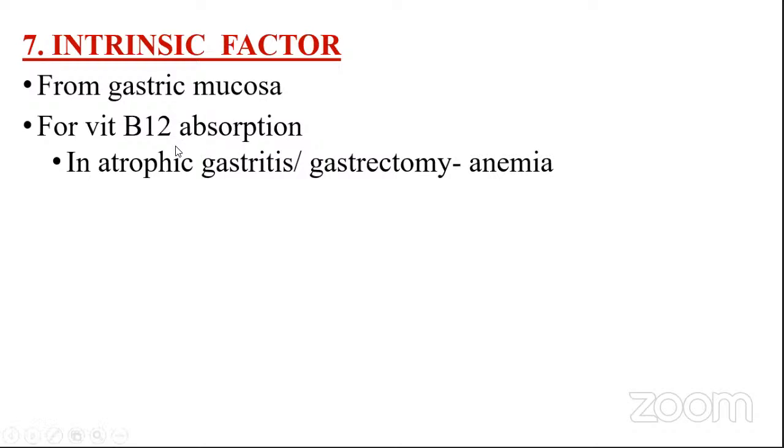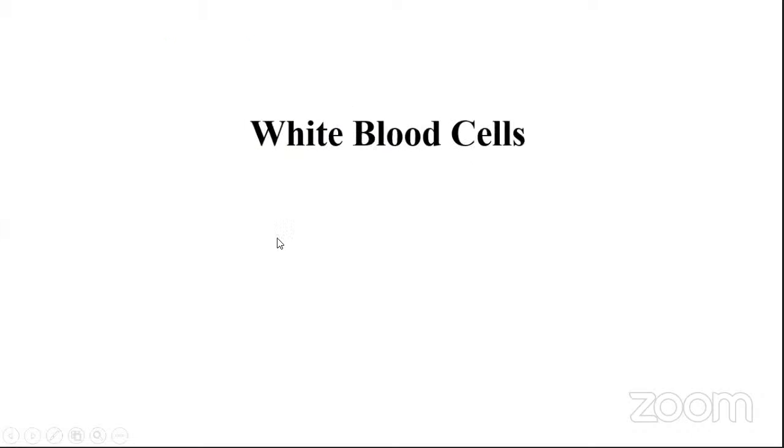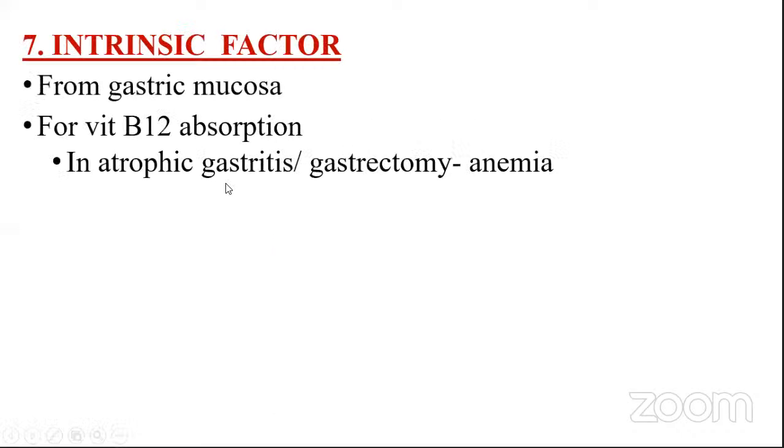So these are the various factors. Next, another important factor, that is the intrinsic factor. As you know, from the gastric mucosa, the oxyntic cells release intrinsic factor. That is very important for the absorption of vitamin B12. All interlinked. In atrophic gastritis or gastrectomy, you can expect anemia because of the lack of intrinsic factor of Castle. So this is how all this is regulated by various factors. This completes the erythropoiesis.